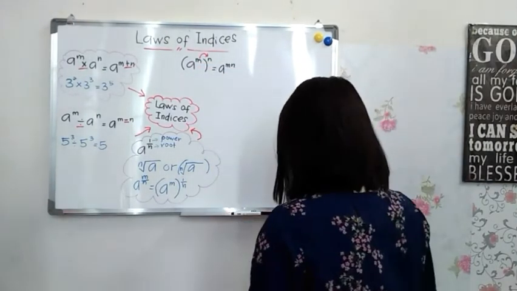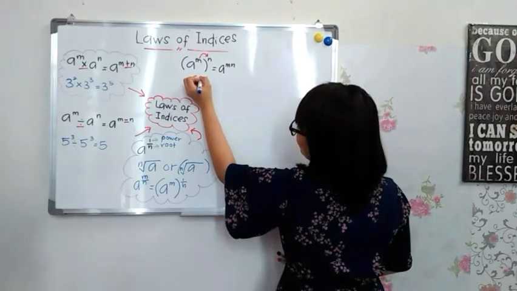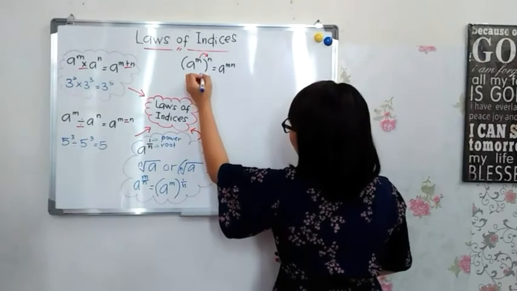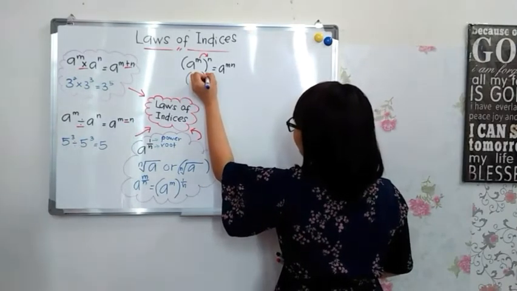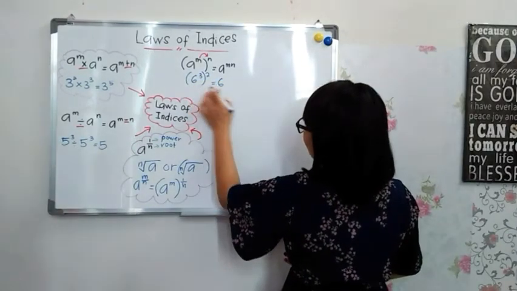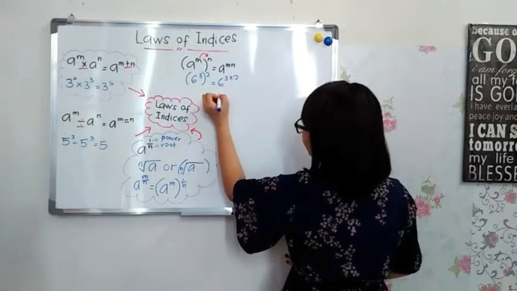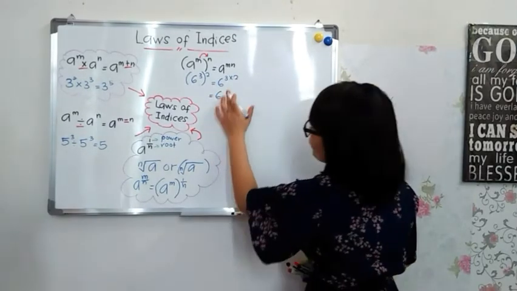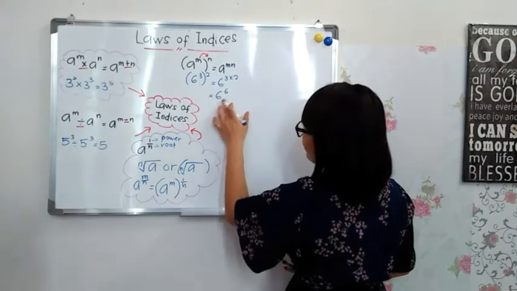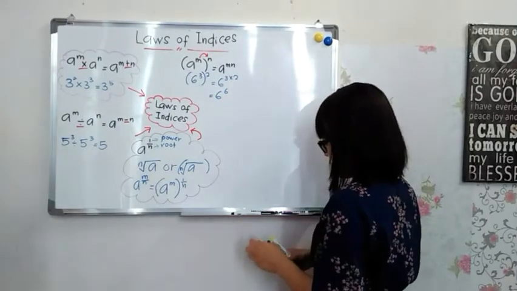Okay, for example, 6 to the power of 3, again to the power of 2. So how do we get the answer? Keep the 6, and put 3 times 2, which is 6. So the answer is 6 to the power of 6. Okay.